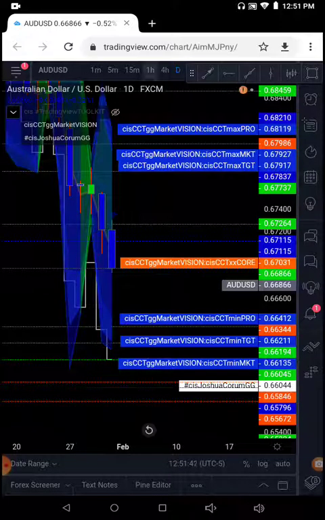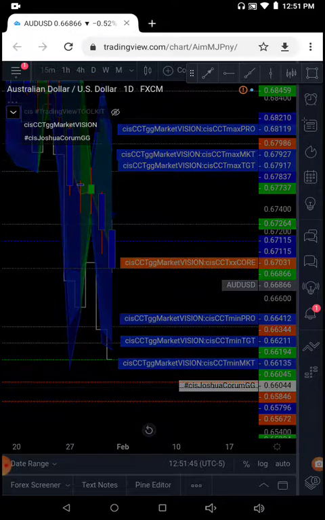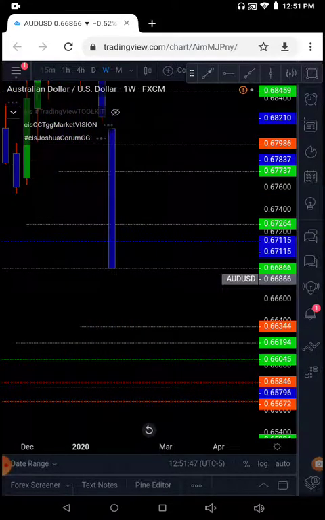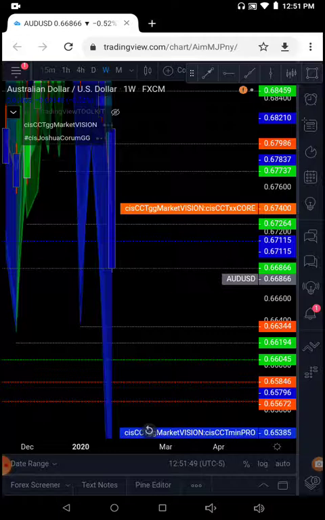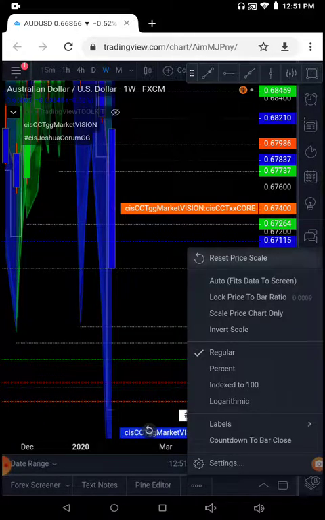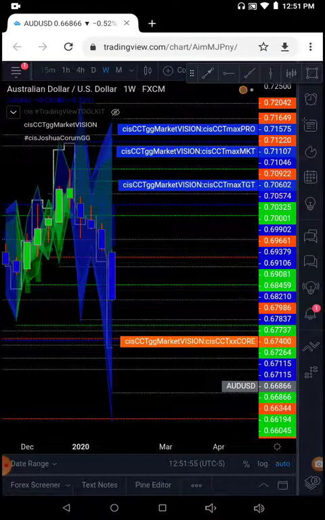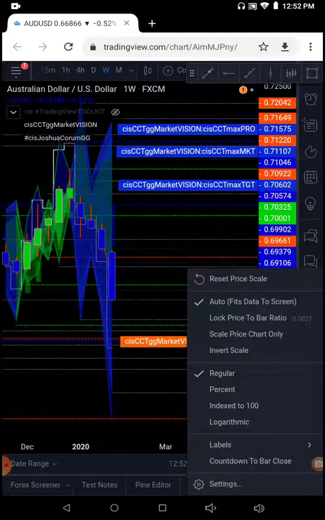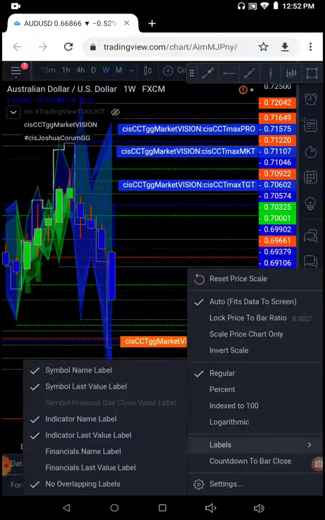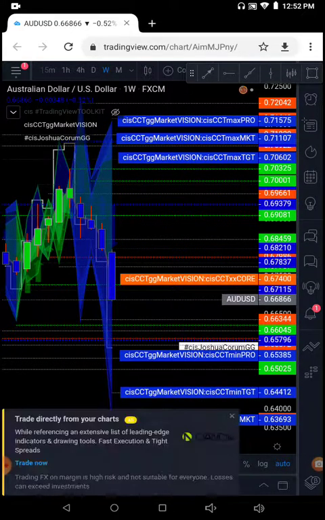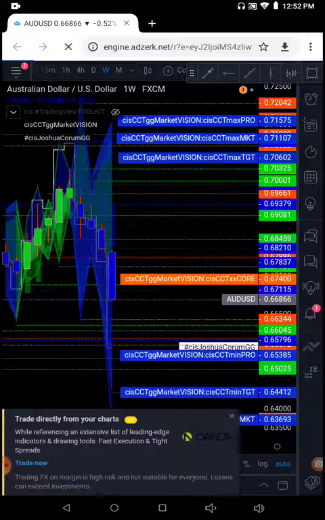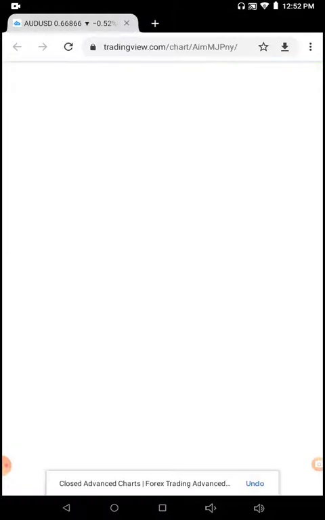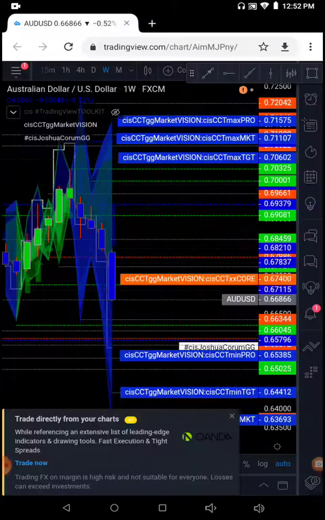All right, so I'm going to go back to the weekly, just so you can take a look at what that looks like. And I'm going to reset that price scale so you can see those levels. And I'm going to go in here and adjust these so they overlap a little bit, and you can see the entire trade plan for the next 6 months on Australian dollar, US dollar, which is currently trading at 66.86.